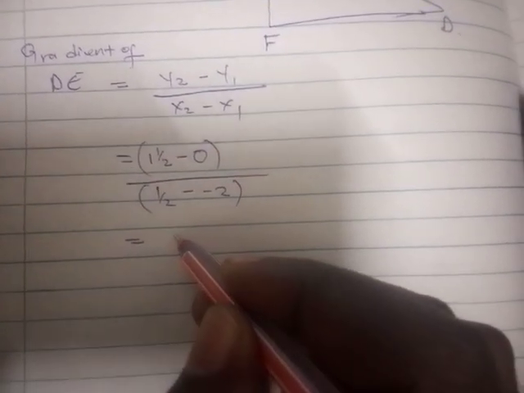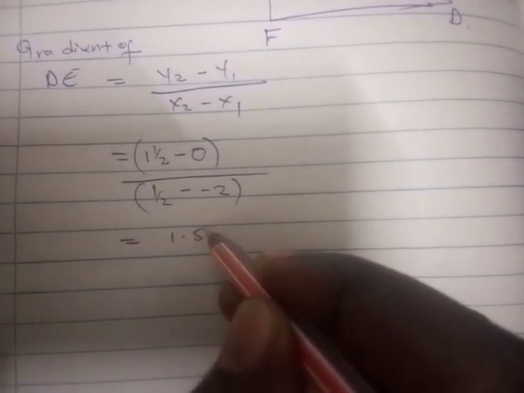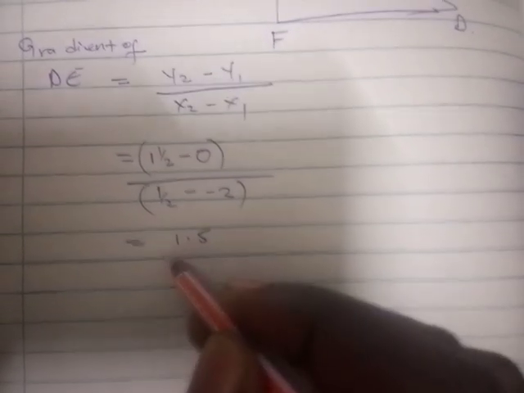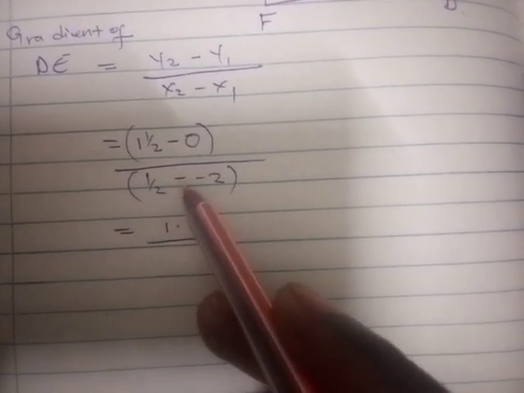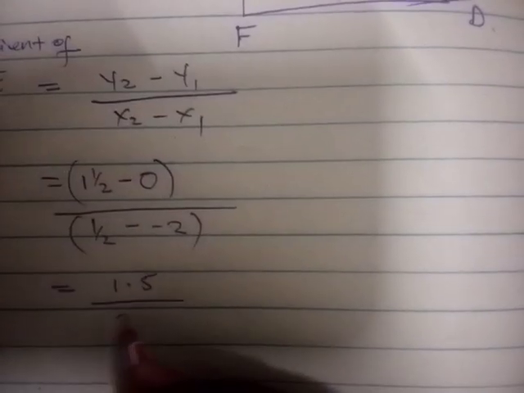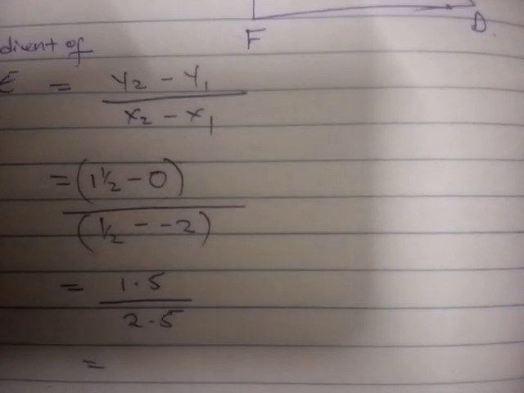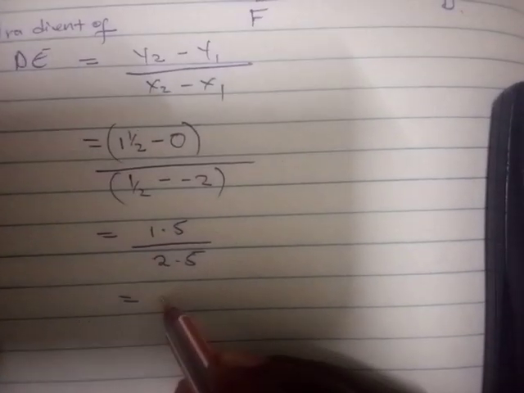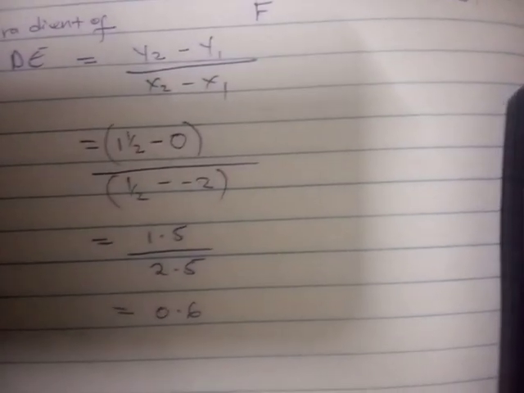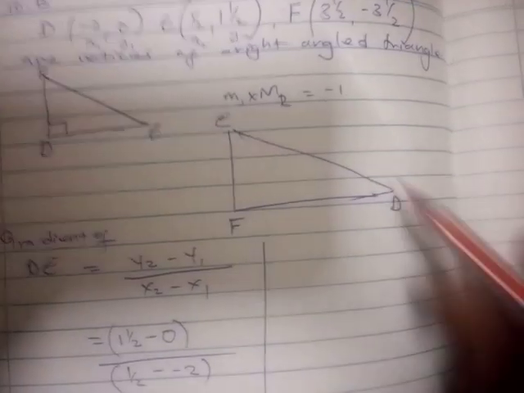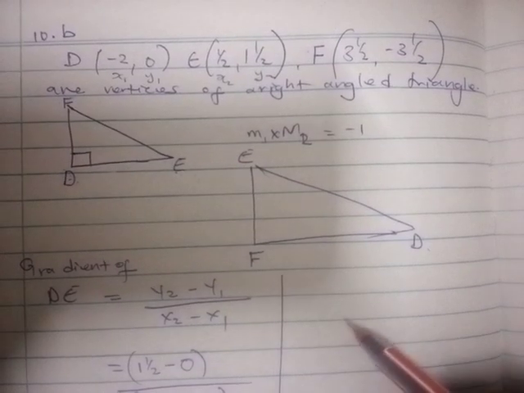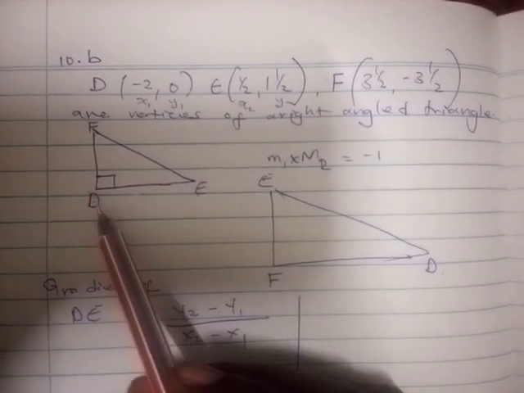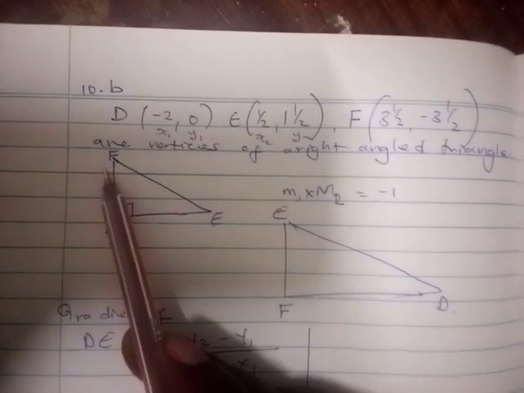Now up here, 1.5 minus 0 remains 1.5. Then out of, now we have a half minus negative 2. This one is the same as a half plus 2. That one gives you 2.5. And then what is the answer? It is giving me 0.6 as the answer. So 0.6 is the gradient of DE. We have finished DE, so we can get EF or FE.